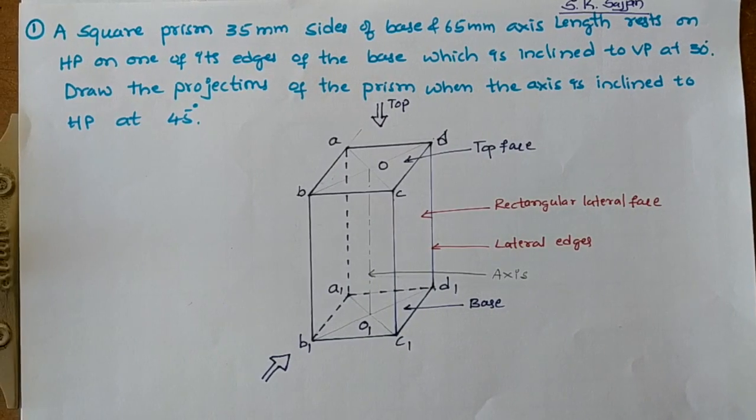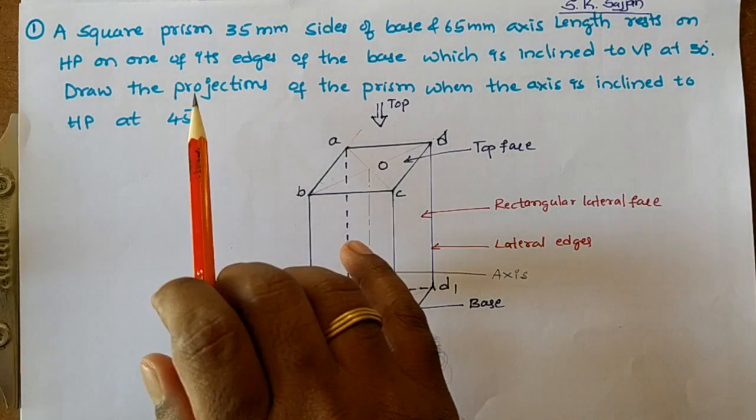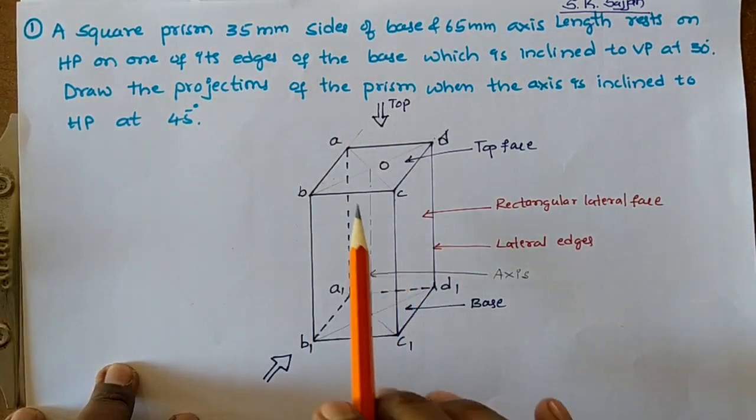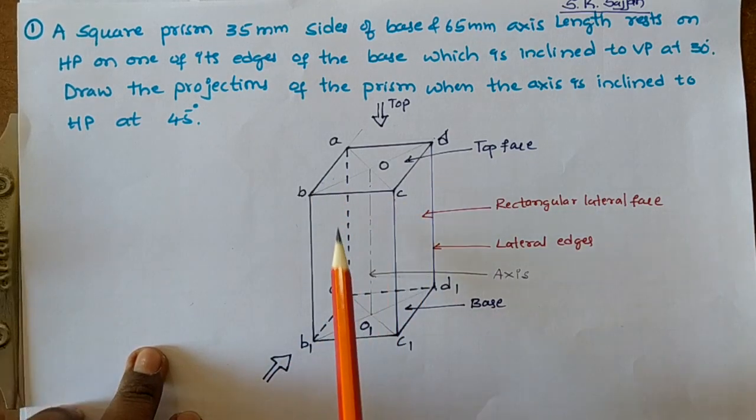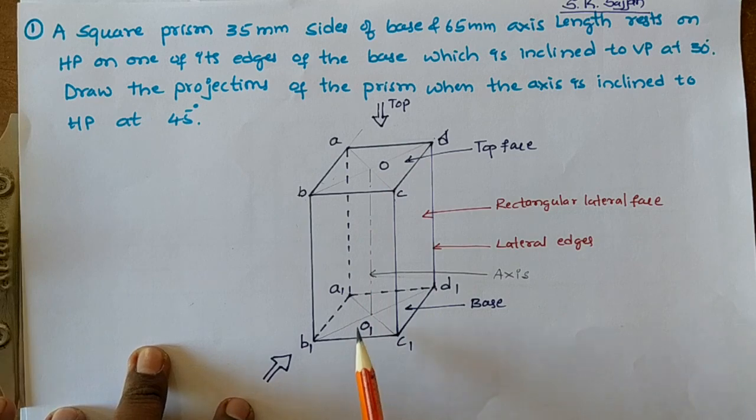Hi, here in this video we are going to discuss the projections of a square prism. Before reading the problem, we should know how a square prism looks. Okay, this is the square prism. See, top and bottom, two square faces are there.